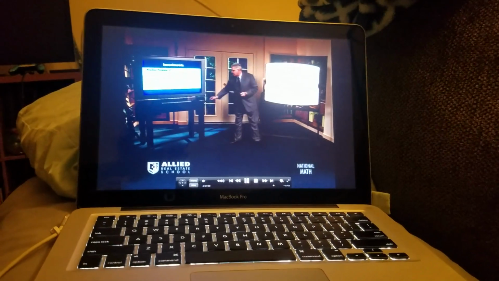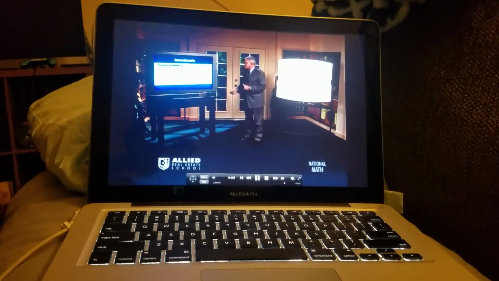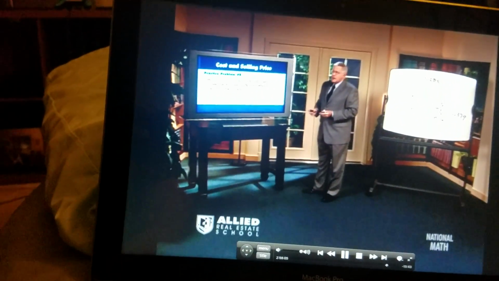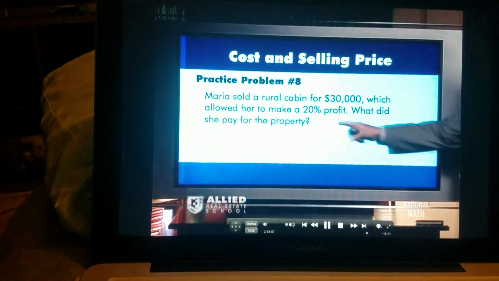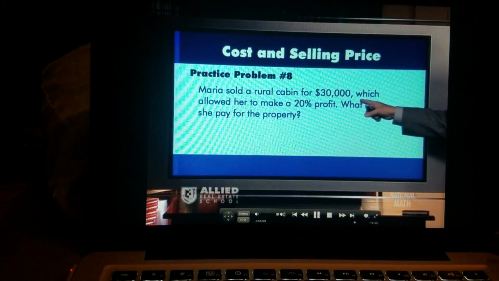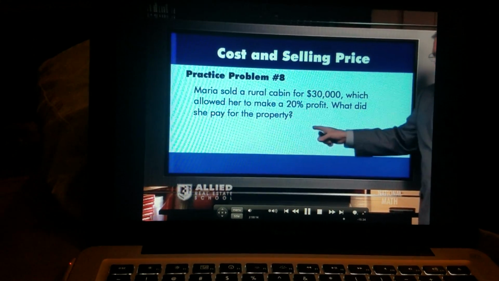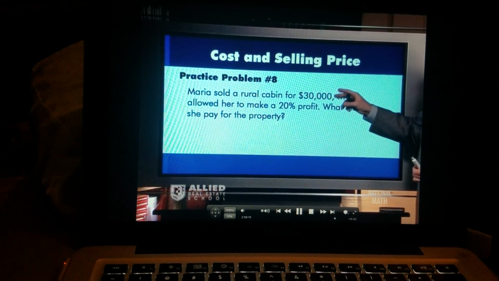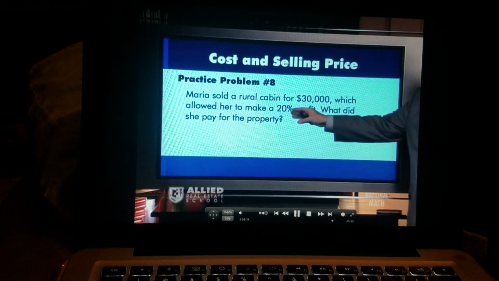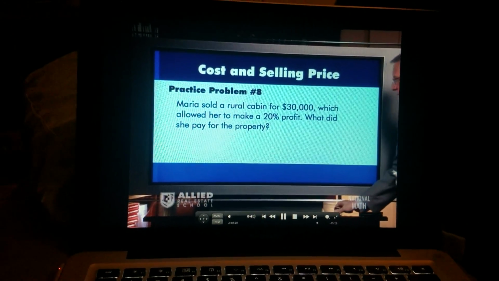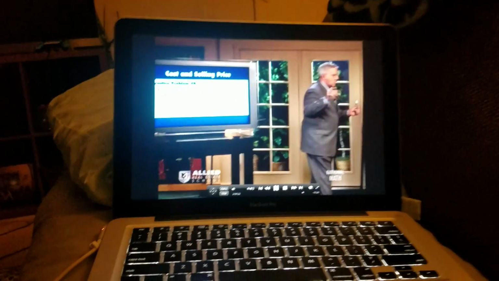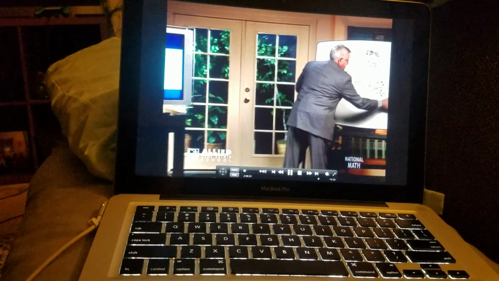Okay, let's see what we've got next here. Another cost and selling price type of problem. Says Maria sold a rural cabin for $30,000, which allowed her to make a 20% profit. What did she pay for the property? She sold it for $30,000. She had a 20% profit. What did she pay? Okay, this will help you with that plus and minus, I think, a little bit.